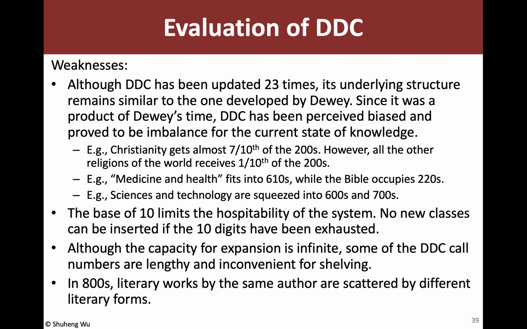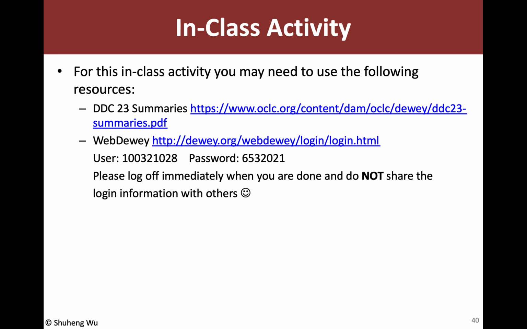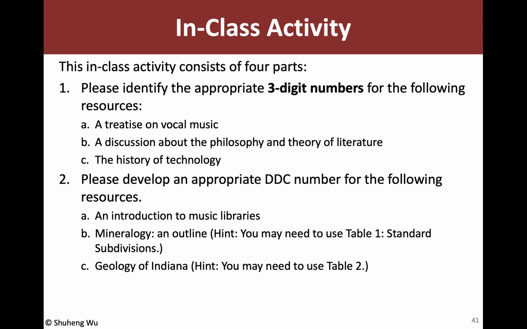And next is the time for you to do the in-class activity. The first part of this in-class activity only asks you for the first 3 digits. That is the main class number, division number, and section number. So no more than 3 digits for the first part. And for part 2, you may need to use the notations from table 1 and table 2.